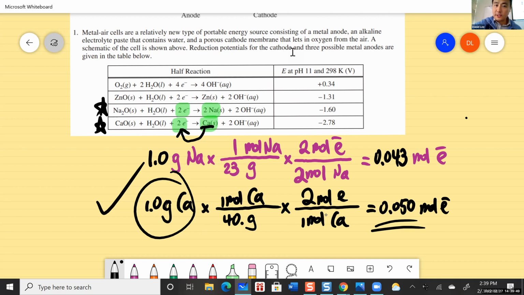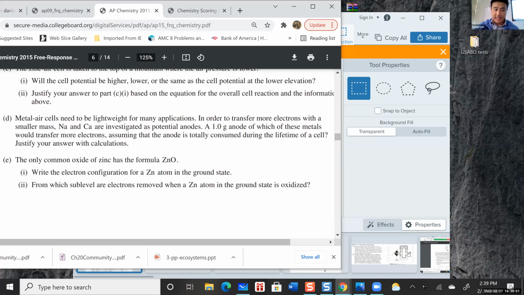Okay, so let's go back to the question one more time. The question is again asking us which electrode transfers more electrons for 1 gram. So the answer is calcium. Your justification is that stoichiometry, you put it down, yeah? And that is it, okay? Part E has nothing to do with electrochem. It has to do with electron configuration, yeah?